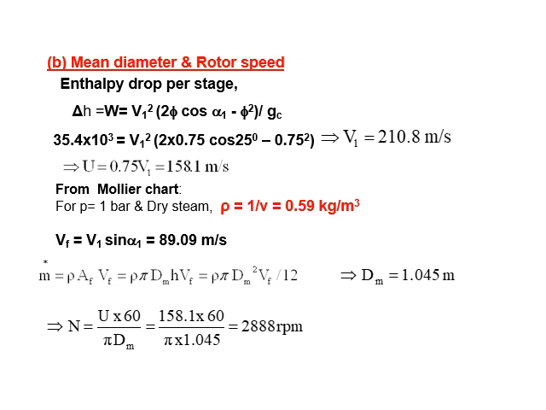And what about the wheel speed? Now wheel speed is calculated by using the tangential blade speed expression, that is U into 60 by pi into mean diameter. We know the value of U, we know the value of diameter, and finally we get the speed equal to 2888 rpm. So this is the method of solving numericals in Parsons turbine or reaction turbines.